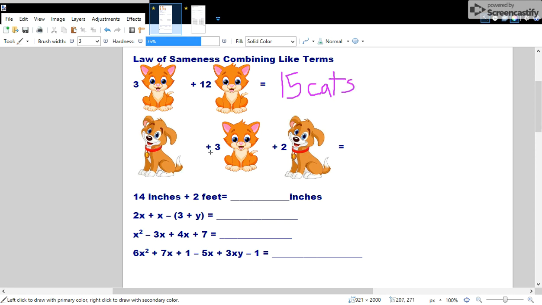1 dog plus 3 cats plus 2 dogs. It wouldn't be 6 cats. It wouldn't be 6 dogs. You could put 6 animals, but in this case, we're going to be specific. So we want to put how many dogs and how many cats. Well, 1 plus 2 is 3. So we have 3 dogs. And so we'll put a plus sign, 3 cats.